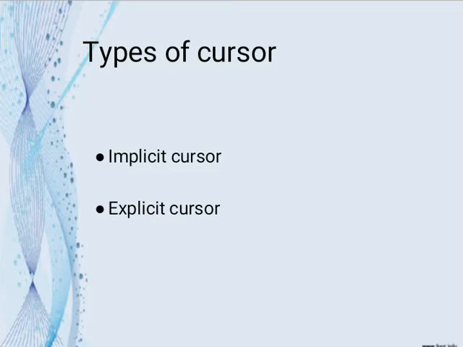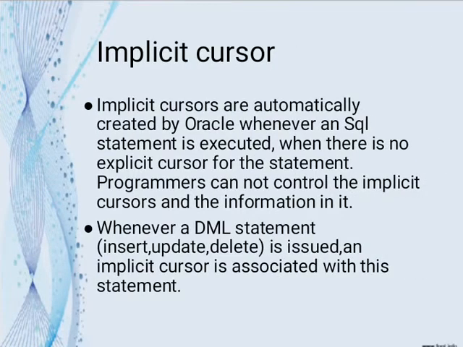There are two types of cursor: implicit cursor and explicit cursor. Implicit cursors are automatically created by Oracle whenever an SQL statement is executed. When there is no explicit cursor for the statement, programmers cannot control the implicit cursor and the information in it.